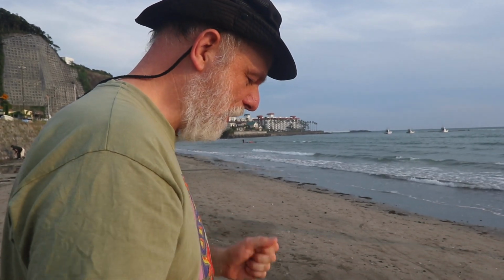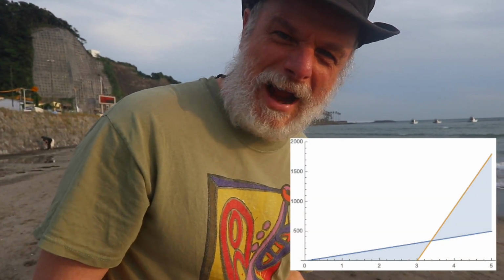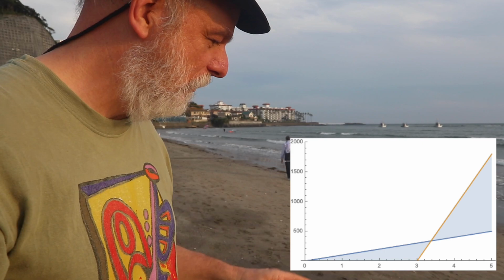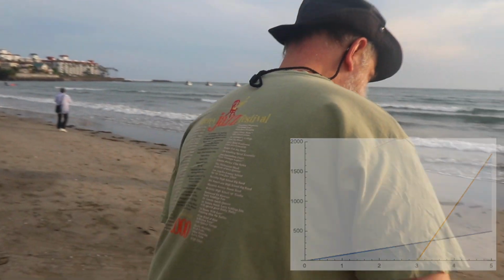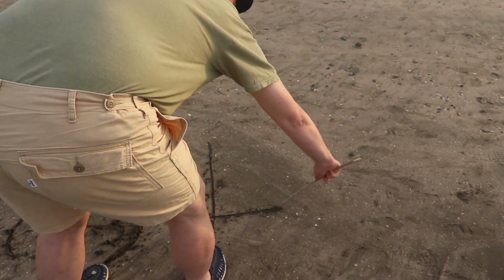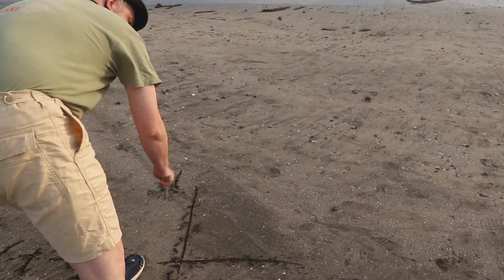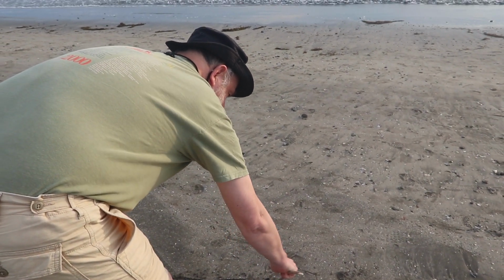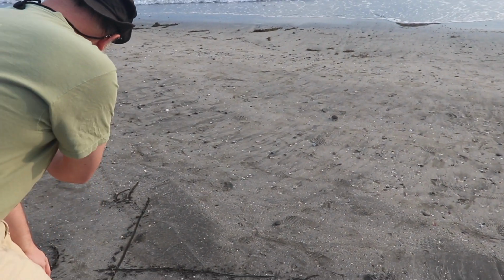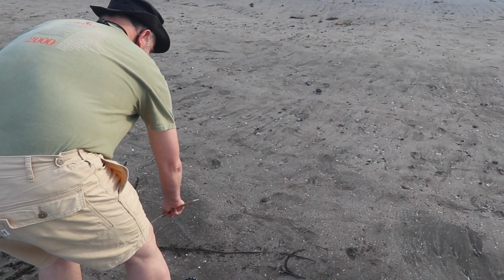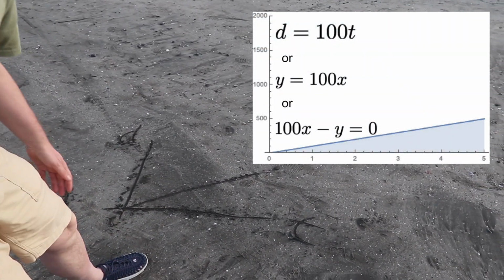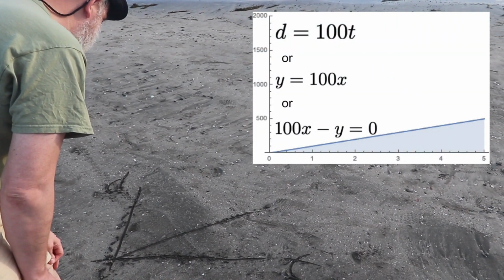What we might want to do, for example, is plot this graphically and find the solution using basic geometry with basic lines. Now, how can we do that? Let's say our vertical axis is distance and our horizontal axis is time. So our first equation, d equals 100t. That's a simple straight line like that, right?